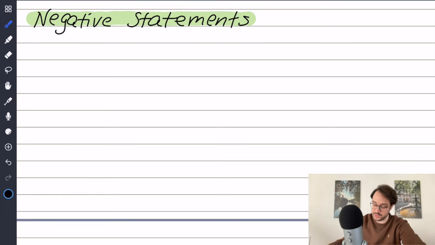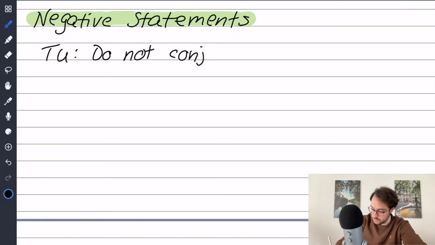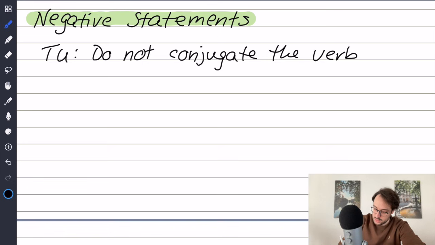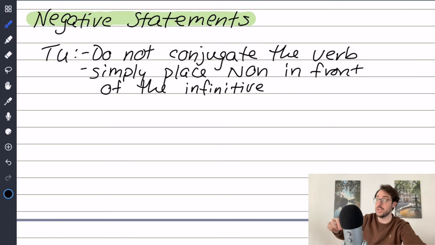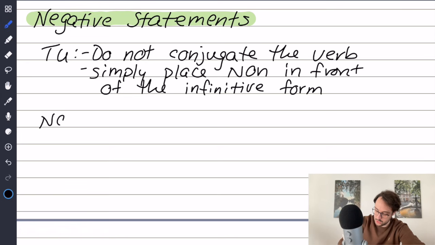So for negative statements, here's what you do. For tu, do not conjugate or change the form of the verb. Simply place non in front of the infinitive, which means non-conjugated, it's still going to have are, ere, or ire attached to it, in front of the infinitive form. So here's what you do. You say, non mangiare.